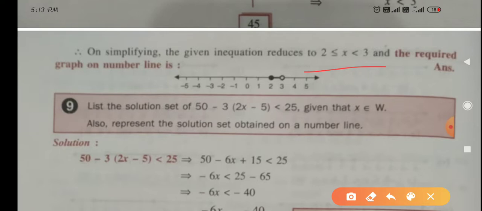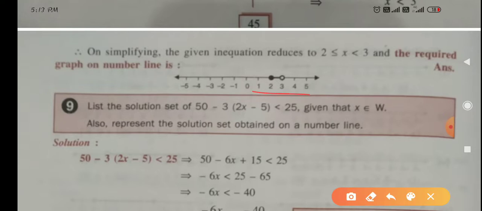Now from 2 to 3 you have to represent on the number line. So add a dark circle at 2, because you can see 2 is less than or equal to x. So the equal to sign is there, so here add a dark circle at 2. Now you can see x is less than 3, the equal to sign is not there. So add a hollow circle at 3. And the middle portion between 2 and 3 you have to darken fully, because it is the case of real numbers. So that's why from 2 to 3 you have to darken. So you can see 2 to 3 is darkened.